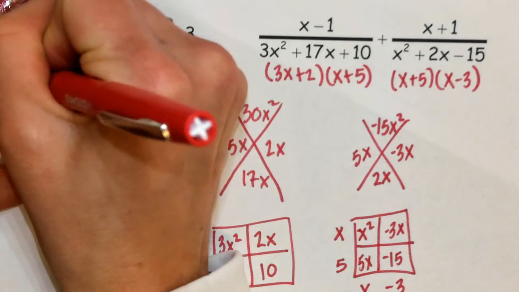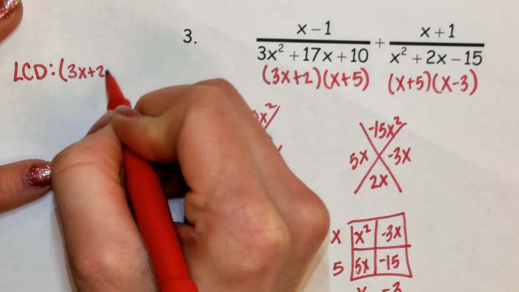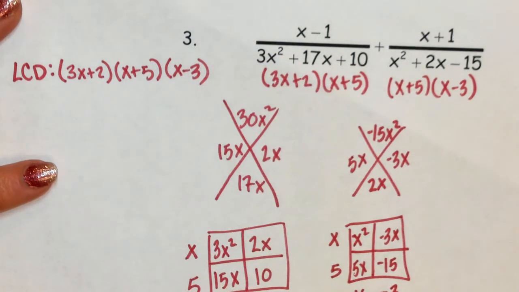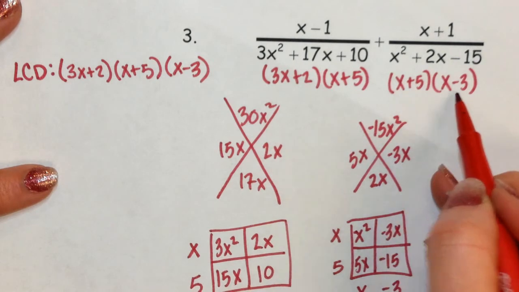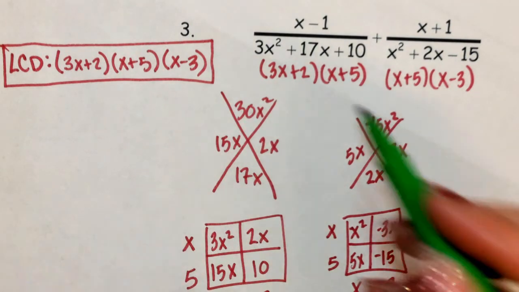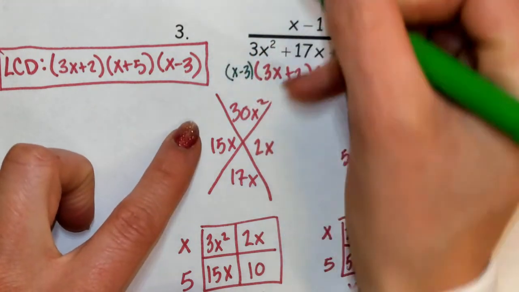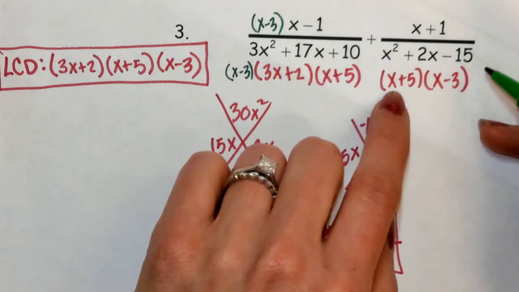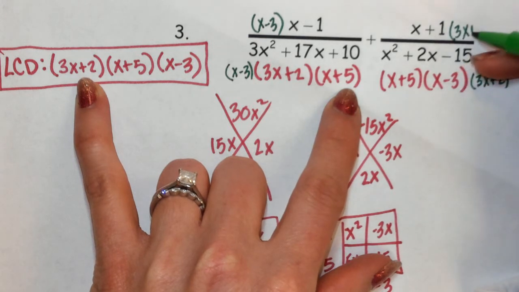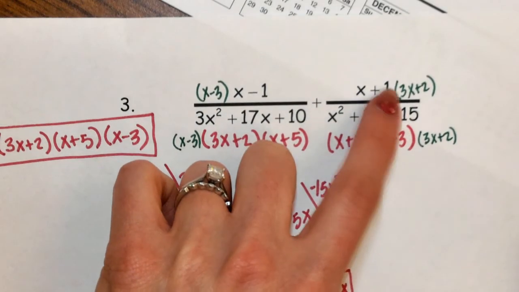Now I'm going to go over here and write my LCD. I'm going to write down the first fraction, 3x plus 2 and x plus 5, and then x minus 3. Because I have the x plus 5, but I need the x minus 3. So now I have this one, but I need an x minus 3. I have these two, but I need a 3x plus 2. So now I multiply the top.